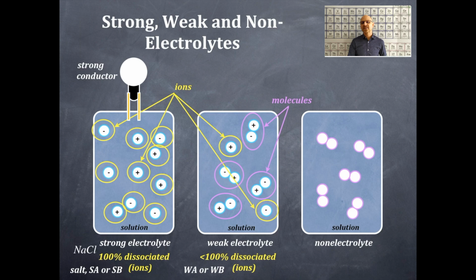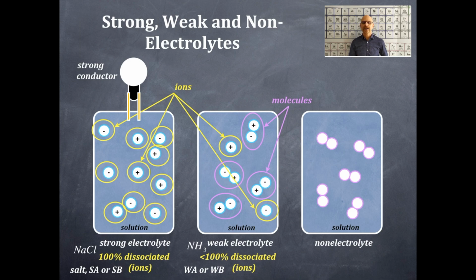Okay, weak acids, that's a WA, or weak bases, that's a WB, fall within this category of a weak electrolyte. And ammonia, that's NH3, is a perfect example of that. Or vinegar, which is an acid, which also fits as a perfect example of this, acetic acid.